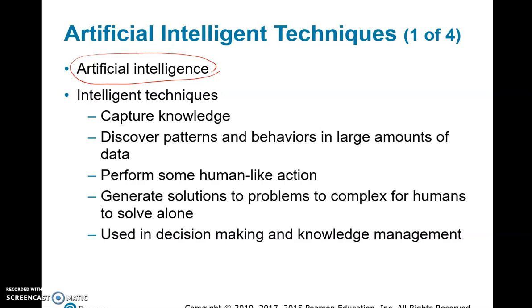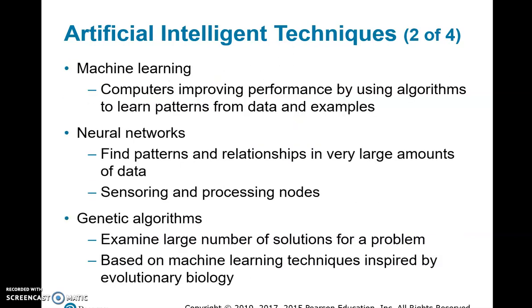Intelligent techniques usually are to capture knowledge from various experts. From various experts, you discover patterns and behaviors in large amounts of data. You perform some human-like actions. You generate solutions to problems that only humans can solve. And it is pretty much used in decision making and managing the knowledge. And these are the artificial intelligence techniques. And we are going to go through various artificial intelligence techniques in my next video.